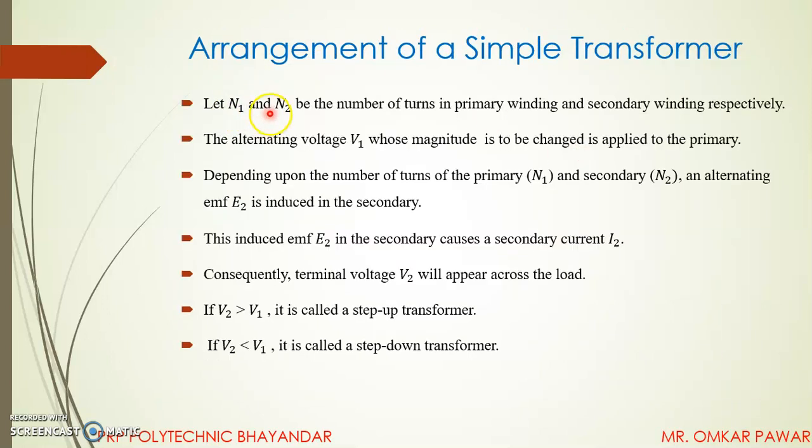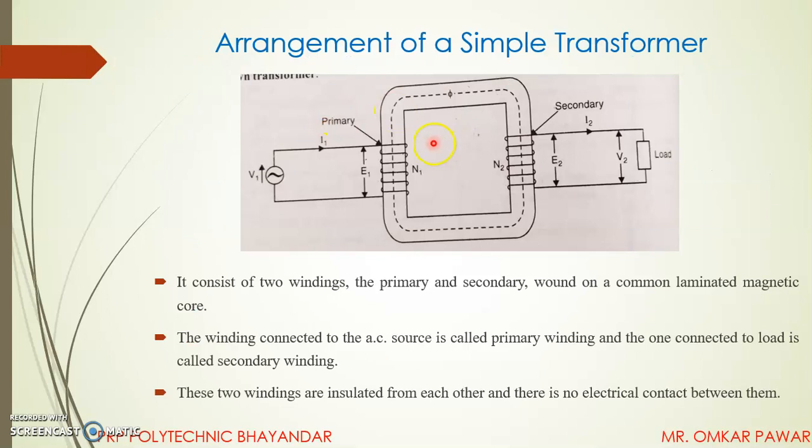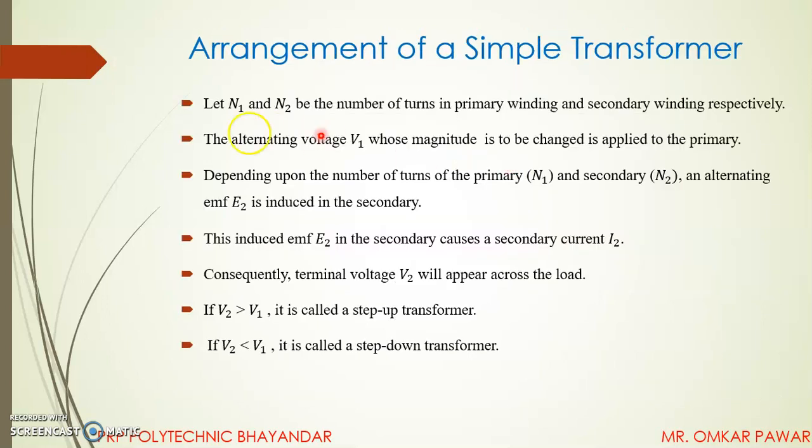Let N1 and N2 be the number of turns in the primary and secondary windings. In these diagrams, the number of turns is 1, 2, 3, 4, 5, 6. So in this diagram there are 6 turns in the primary winding, and the same number of turns present in this diagram we call N2 in the secondary winding. So N1 is the number of turns in the primary winding and N2 is the number of turns in the secondary winding.